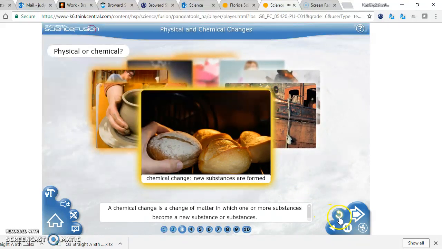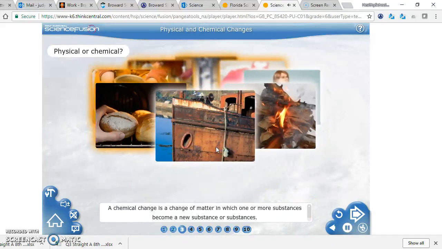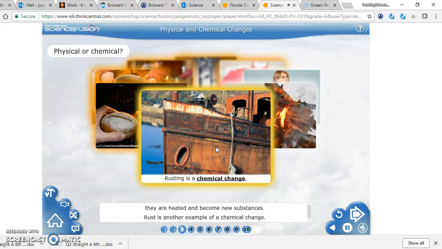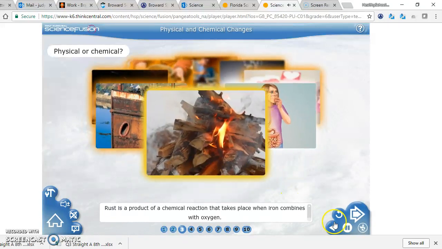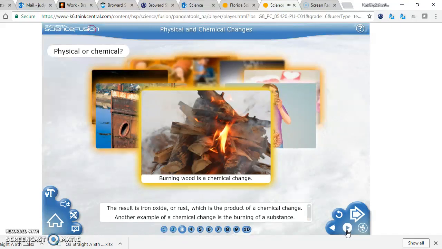Now, let's look at some chemical changes. A chemical change is a change of matter in which one or more substances becomes a new substance or substances. Rust is an example of a chemical change. Rust is a product of a chemical reaction that takes place when iron combines with oxygen. The result is iron oxide, or rust, which is the product of a chemical change.